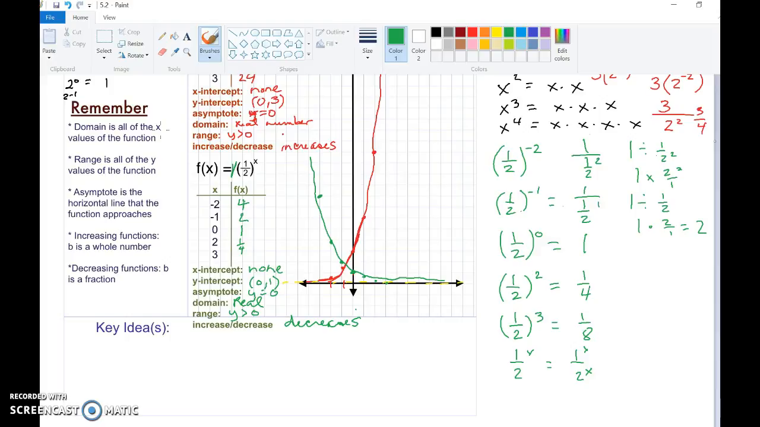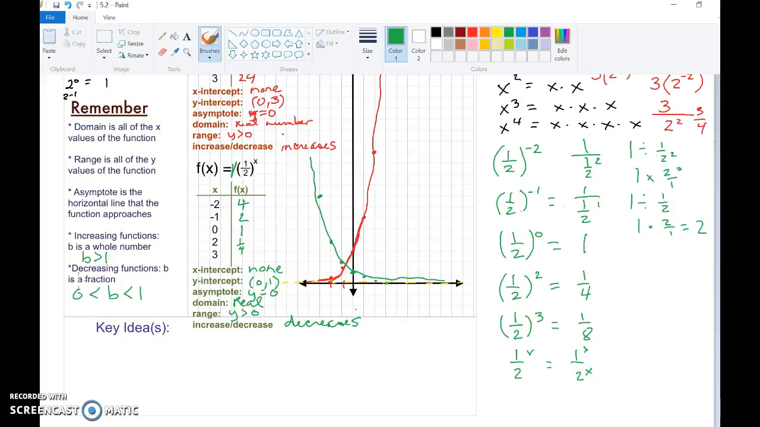And in increasing functions, b is a whole number, and it doesn't actually have to be a whole number, it just has to be b is greater than 1, all right? And the decreasing functions is b is less than 1, but greater than 0, right? So it can't be a negative number. B can't be a negative number. So it's always a fraction. It's in between 0 and 1, all right?